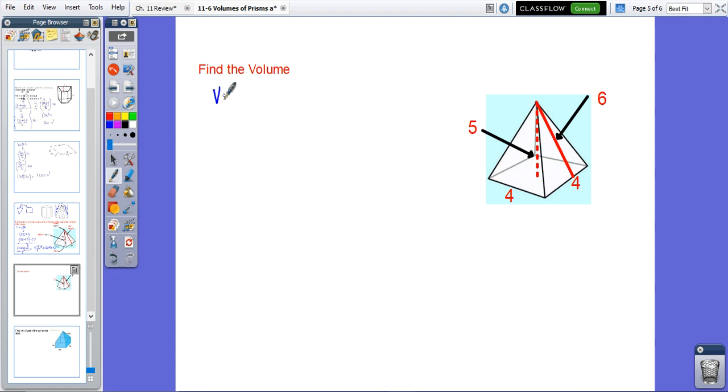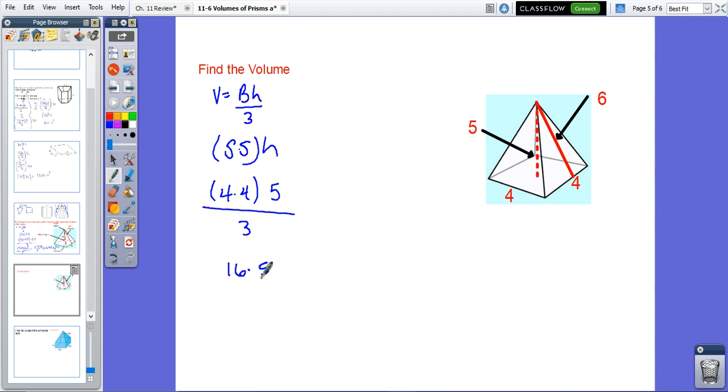Again, our volume formula is area of the base times the height divided by 3. So our base, again, is a square, so it's side times side times the height of the whole thing. So we're doing 4 times 4 times our height. Which height are we using, the 6 or the 5, class? It's the 5. Remember, we're using the altitude height since it's volume. All over 3. So we end up getting 16 times 5 over 3.